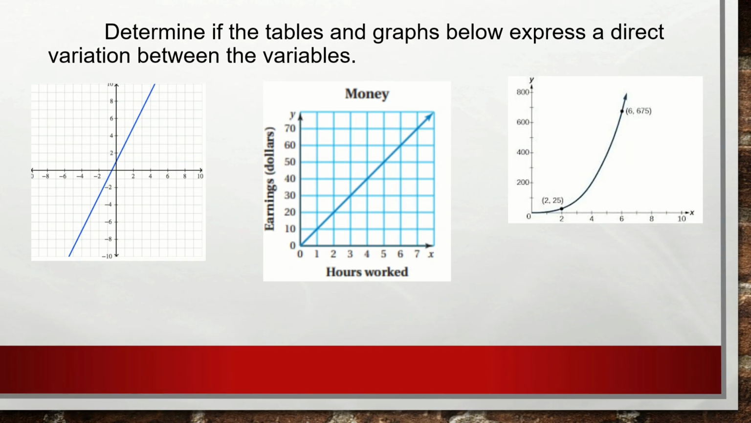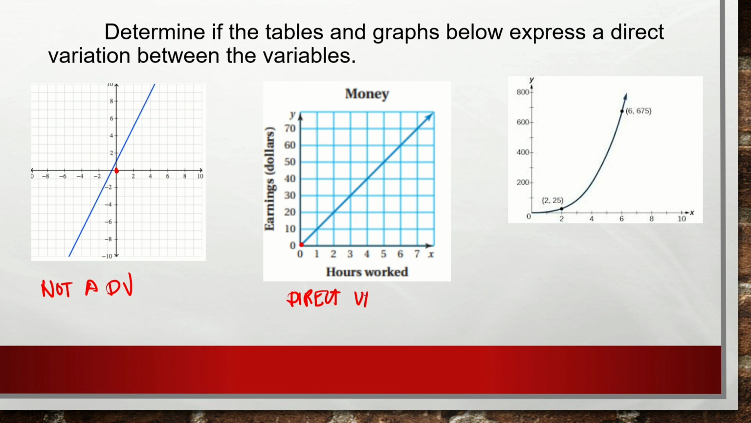With tables done, now this time, how are we going to determine if the graph expresses direct variation? First, as I said a while ago, it must be a straight line that passes through the origin. So in this example, notice that this one is a straight line but it does not pass through the origin. Therefore, this one is not a direct variation. Next, number 2 graph: since the line is a straight line and passes through the origin, therefore this is an example of direct variation.